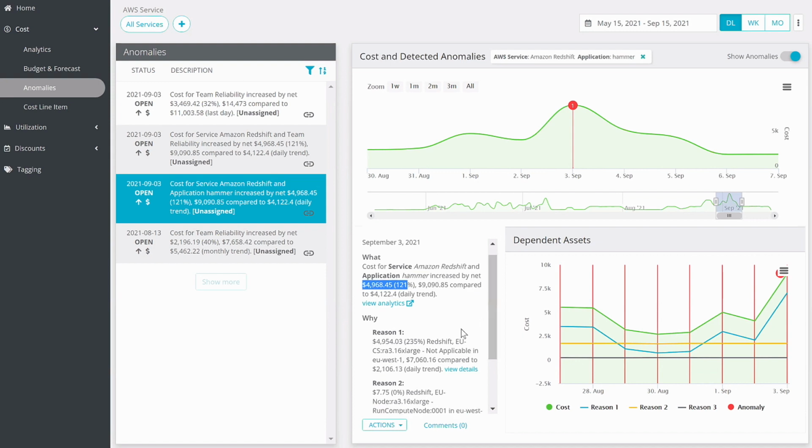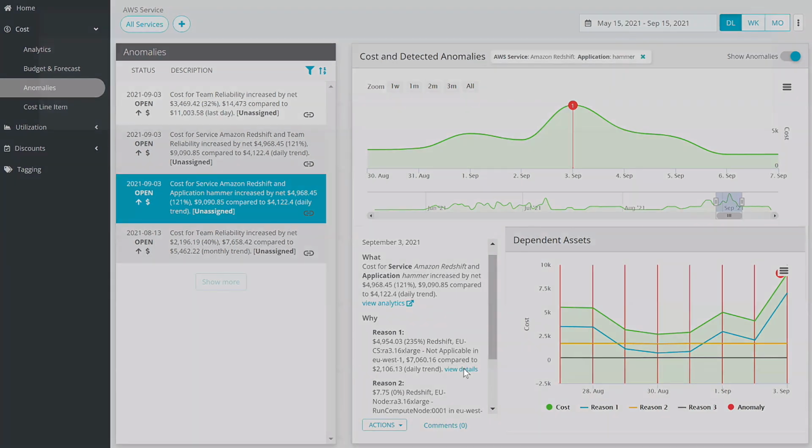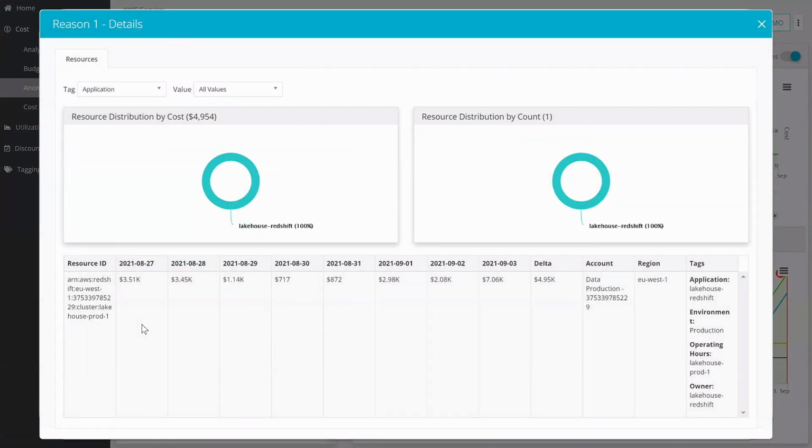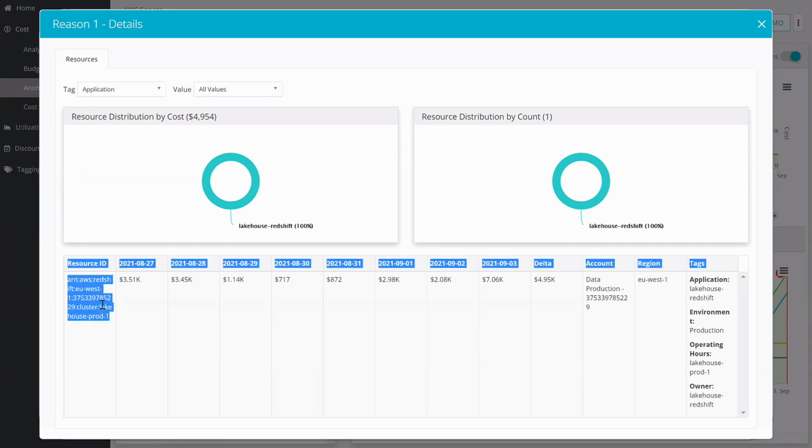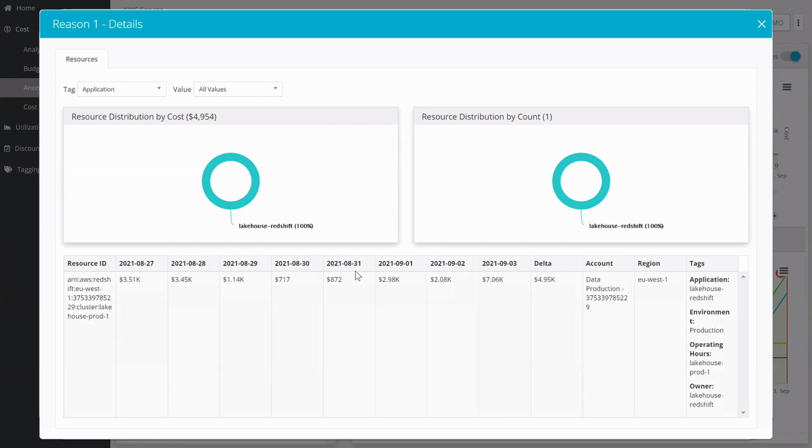Now, this is helpful information. Okay, Redshift cost increase, but the next part of this is looking into the details of what it was that drove that. I can see that there was an RA3 16xlarge. As I drill into this option here, I get a bit more information. So in this case, it was a single node. We see what the resource ID of that node was. We see what its cost was over time. We see the account, region, and even some tags that are there. All of this is really in an effort to help the engineering team know what might have happened without them having to go do a bunch of investigation on their own.